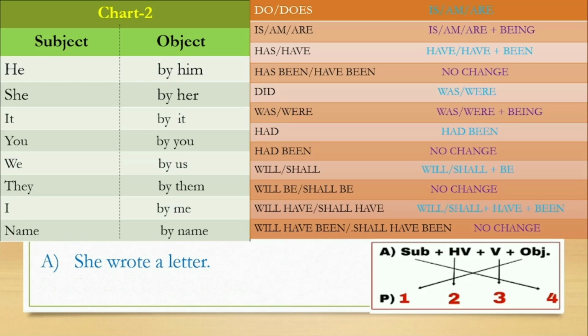Next: she wrote a letter. A letter is the object here. Then the helping verb. As you know, this sentence is past indefinite. Here did is the helping verb. Did will be changed into was or were according to its object. A letter is singular, so it will be was. A letter was written. The third form of wrote is written. A letter was written by her.